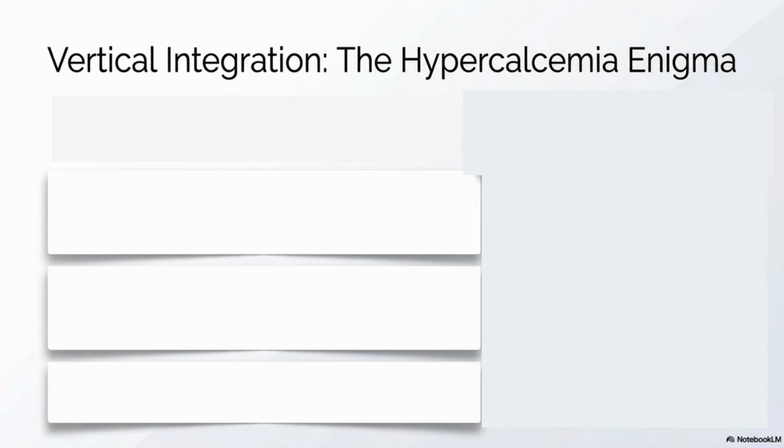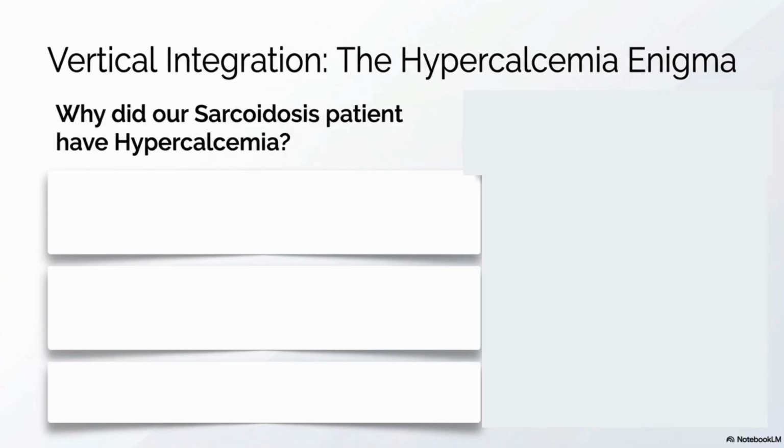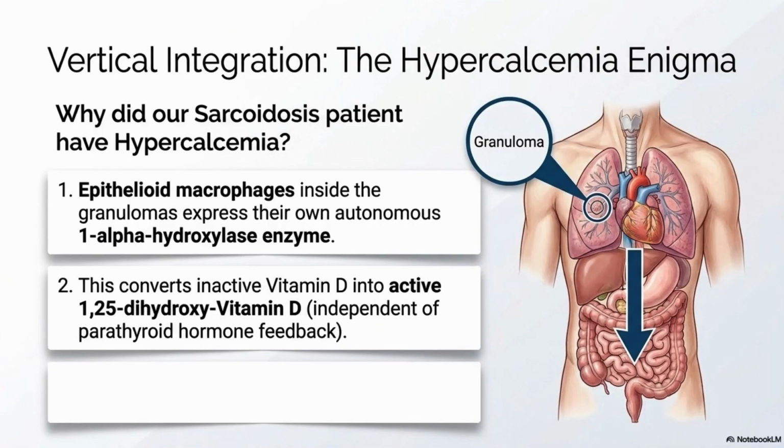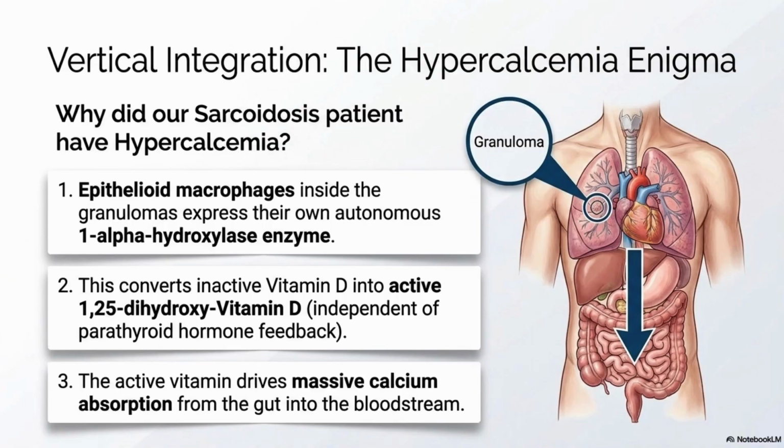Time for some vertical integration with the hypercalcemia enigma. Why did our sarcoidosis patient from the vignette have hypercalcemia? Number 1, the epithelioid macrophages inside the granulomas express their own autonomous 1-alpha hydroxylase enzyme. Number 2, this enzyme converts inactive vitamin D into active 1,25-dihydroxyvitamin D, which happens completely independent of parathyroid hormone feedback. Finally, number 3, the active vitamin drives massive calcium absorption from the gut right into the bloodstream.